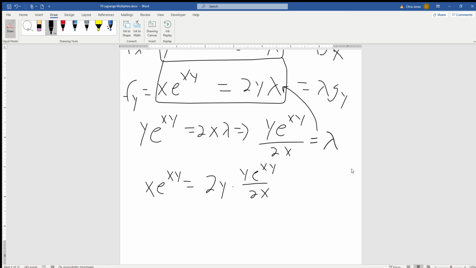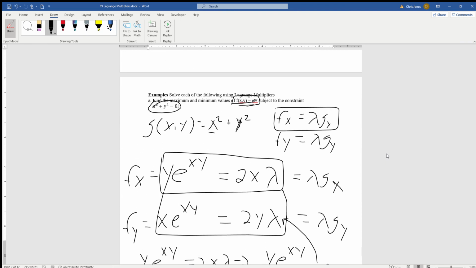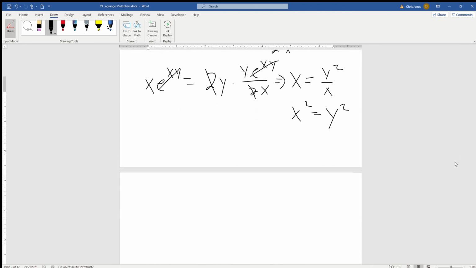So how does that help us? Well, notice that on both sides there's a 2 that we can simplify. There's also an e to the xy that we can cancel out, so that makes it a little easier. So now we're going to have x equals y times y, which is y squared over x, not x squared, just x. If we multiply both sides by x, the relationship that we get is that x squared is equal to y squared, or in other words, x equals y. How does that help us? Well, remember earlier we had this constraint that x squared plus y squared must be equal to 8. So we can substitute into the constraint.